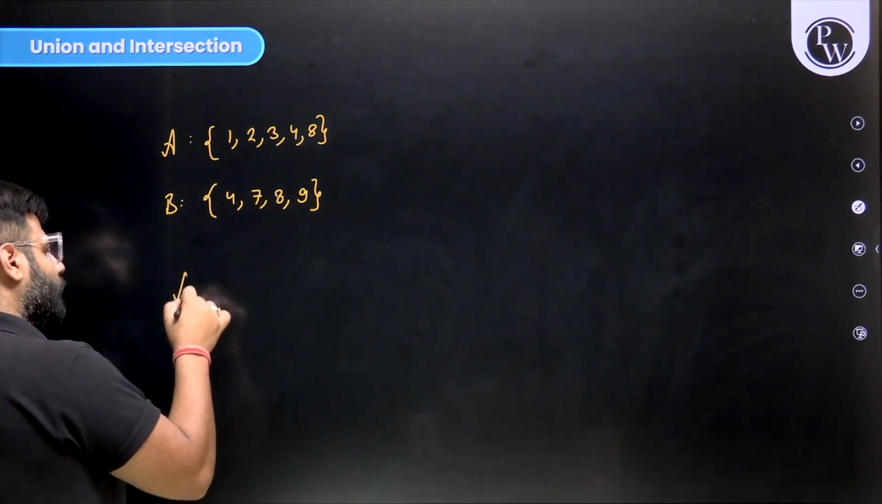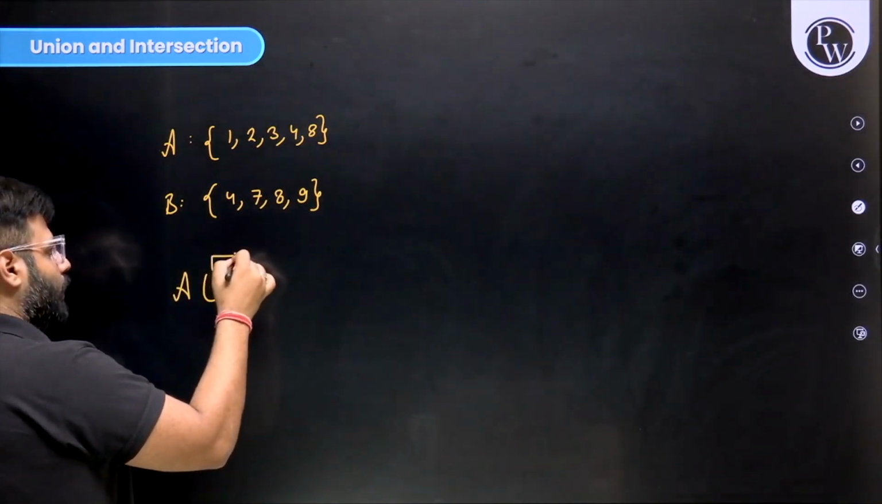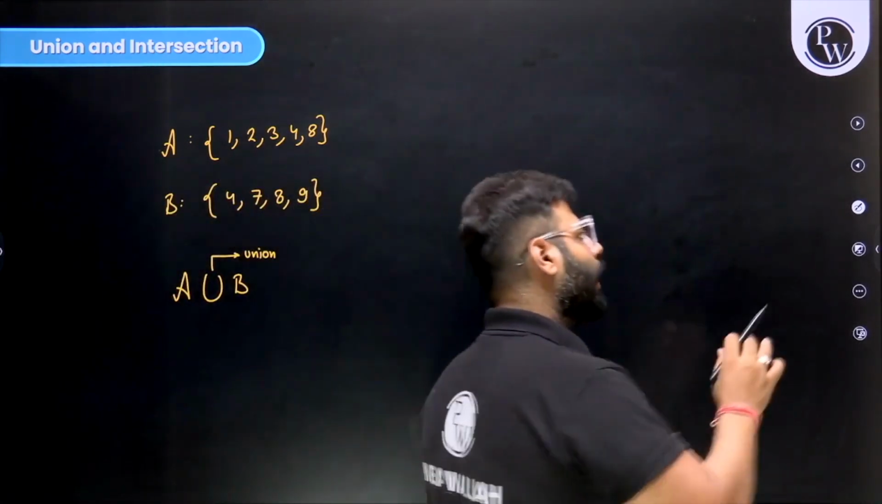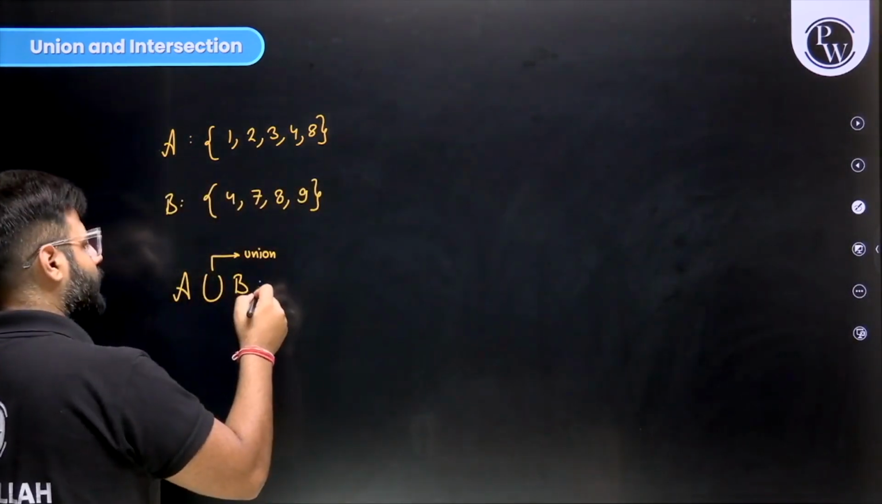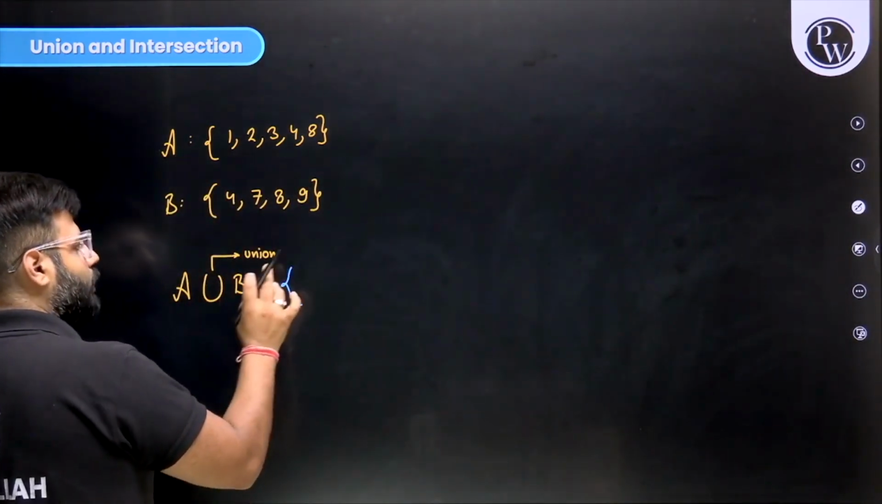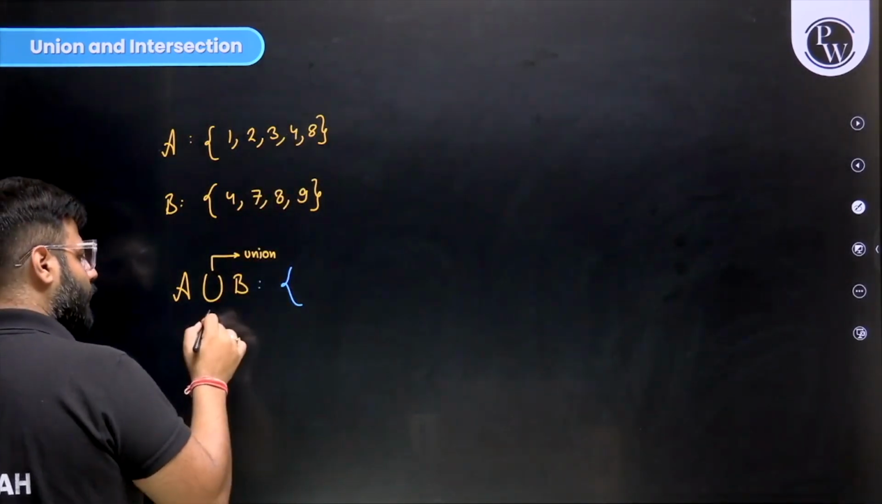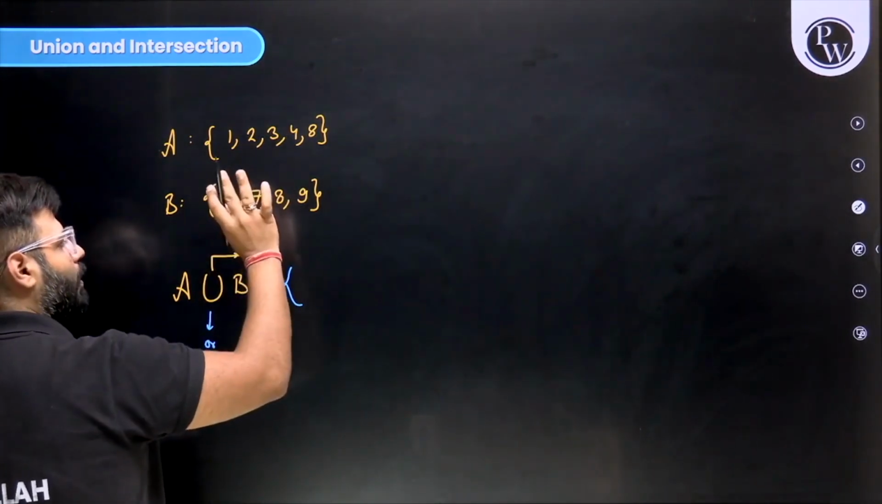Then we have something called A union B. This symbol is the symbol of union, right? A union B simply tells us that this is a set, and it will contain those elements which belong to either A or B. So this is basically "or". If you are in this one, you come into A union B; if you are in this one, you also come into A union B.